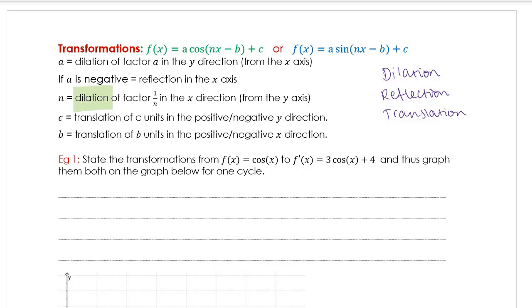Now, when we do dilate, this is where most people do get confused. If we have a number out the front of the x, that dilates it by a factor of 1 over that number. So for example, if I had 2x, it would be dilated by a factor of half from the y-axis, okay? Whereas when we dilate with a number out the front of the whole function, it's just a factor of that number. And the reason is due to the mapping, which we're going to have a quick look at as well.